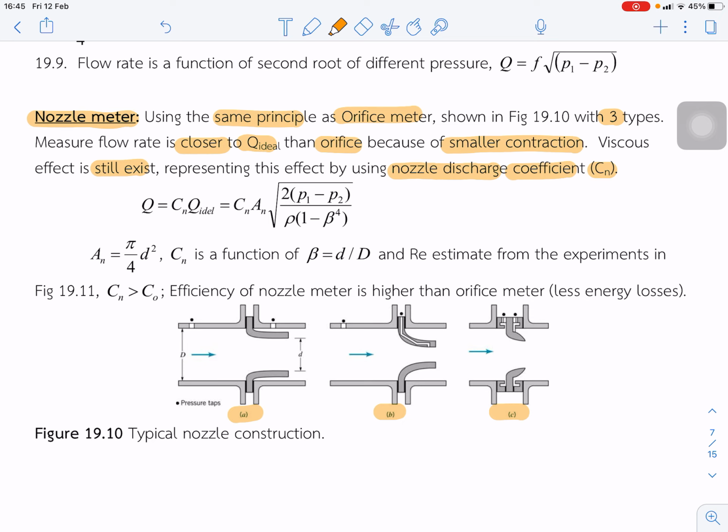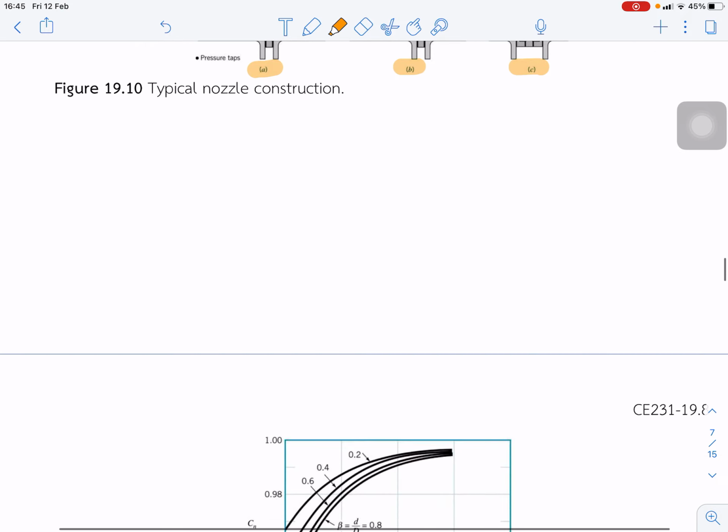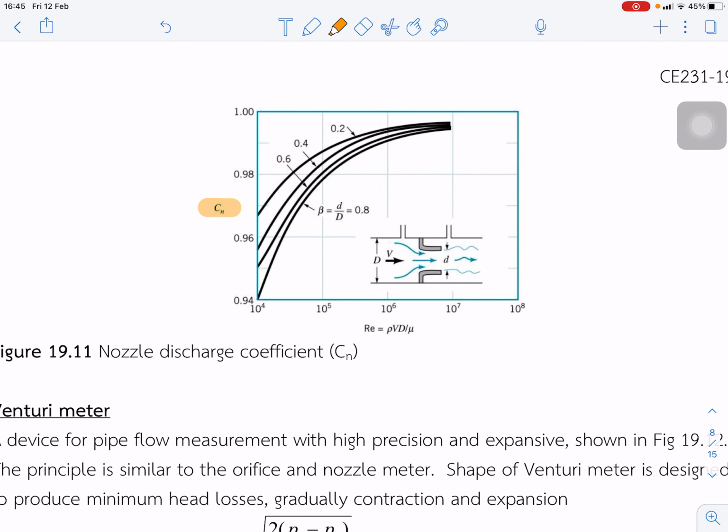And for Cn, we can find Cn from the Reynolds number. We see that Cn is in the range of 0.94 to close to 1 for the nozzle discharge coefficient.